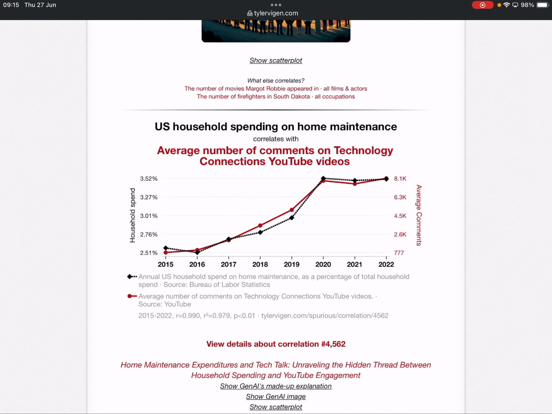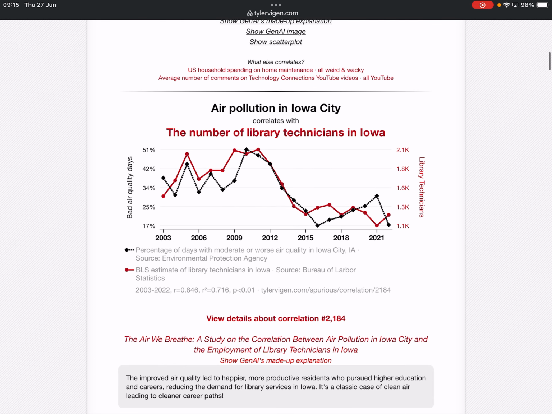US household spending on home maintenance, the average number of comments on Technology Connections YouTube videos. That one's actually, you could argue that. Like there's something to that. Air pollution in Iowa, number of library technicians in Iowa. What I'm trying to get at is that, yes, these might be strong correlations, but there's not really causation there.